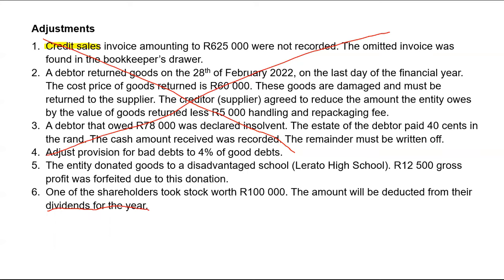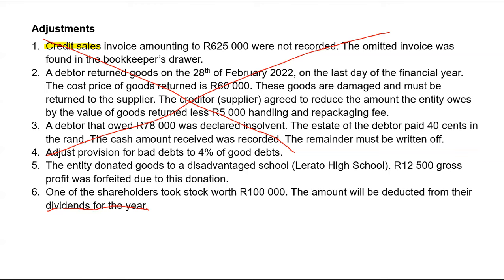So we're going to give them dividends, but the thing is, we're not going to pay them in cash. Instead, one of the shareholders took stock. So we are going to credit our stock and debit drawings. Remember, drawings increase on the debit side. Dividends are similar to drawings. Okay, you will learn about this later on. So we have not done that yet.